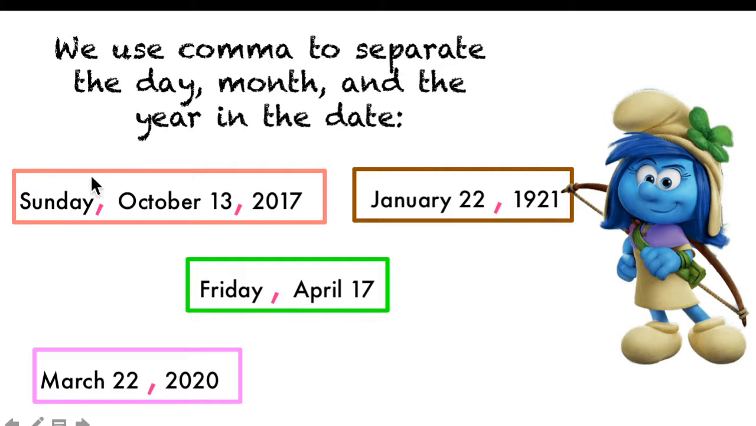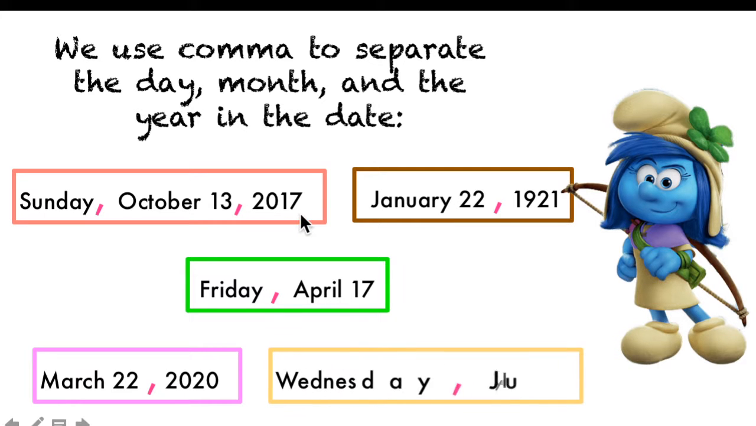Here we have the long date. We have a day, month, year. So separate the day, Sunday, comma, then the month, including the number of the day in the month. After the number, you will put a comma, and then the last one will be the year. And the last one, Wednesday, July 4th, 1995. Again, separate the day from the month, include the number of the day with the month together, then put a comma to separate the month from the year.